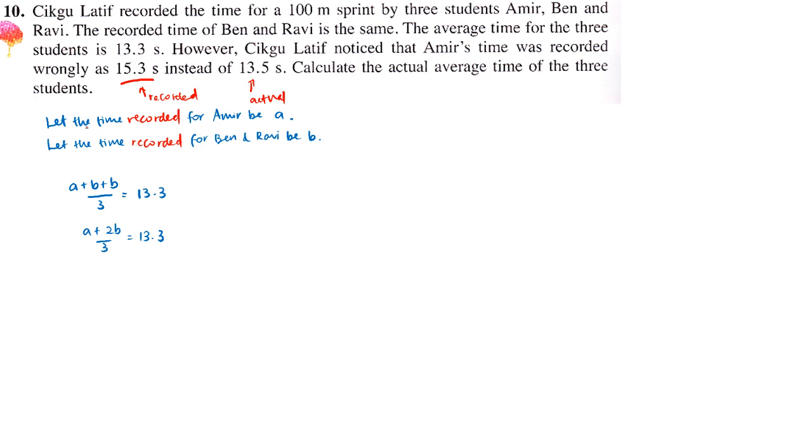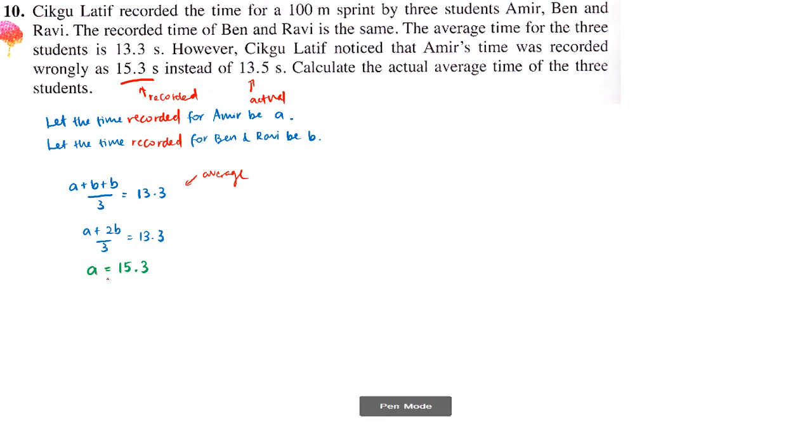So now, let the time recorded for Amir be A, let the time recorded for Ben and Ravi be B. So how did they find the recorded average? How did they calculate it just now? They add the three up and divide by 3, which equals the recorded average time, right? So this is one equation that I formed, and this is another. And then I'll get this. Now, strangely, they told me about the actual time, A2, the actual time for Amir.